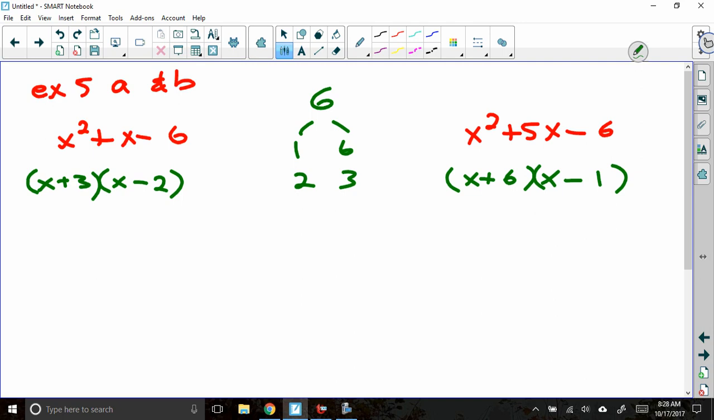What do you think about that? Does the idea of the signs make sense? Foiling to check. Do you see why we did the foiling championship? Because if you're good at foiling, you should be able to check your factoring pretty quick. Okay. All right. So I got a couple more examples and that's it. Here we go.